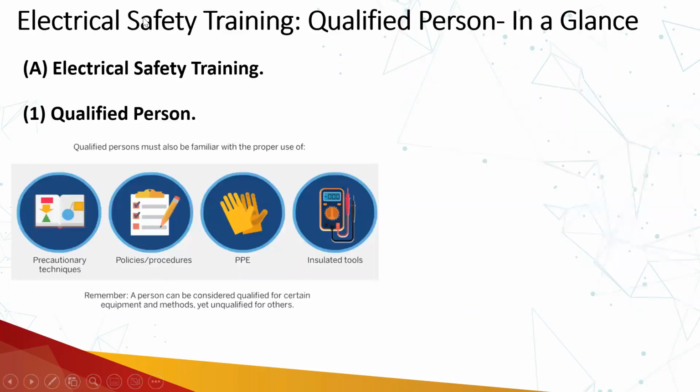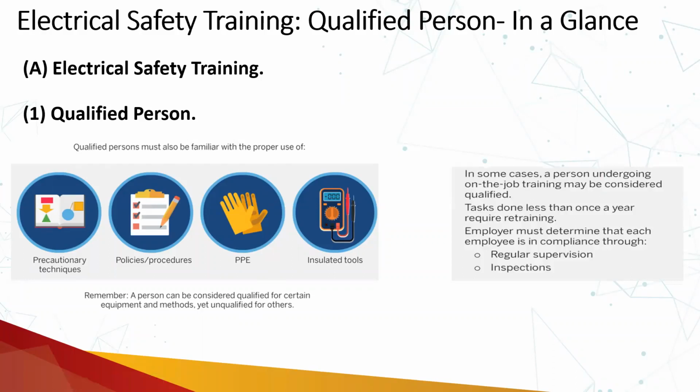So qualified employees need to be trained for precautionary techniques, policies, and procedures within the organization, the personal protective equipment requirements, insulated tools. Okay, so what type of tools they will be using, etc. A person can be considered qualified for certain equipment and methods, yet unqualified for others. In some cases, a person undergoing on-the-job training may be considered qualified. A task done less than once a year requires retraining. Employer must determine each employee is in compliance through regular supervision and inspection.